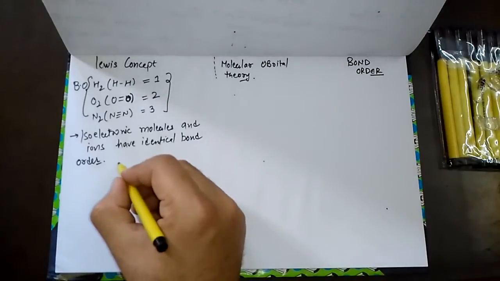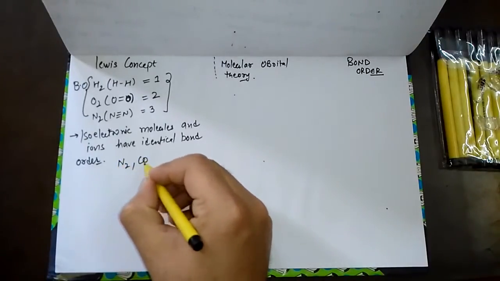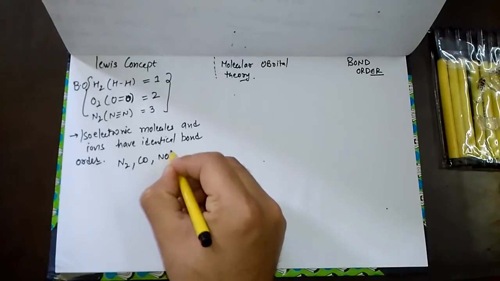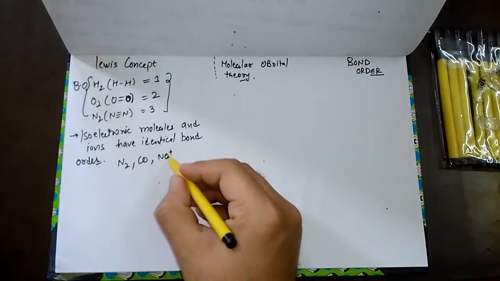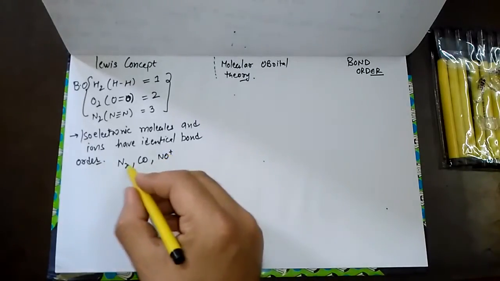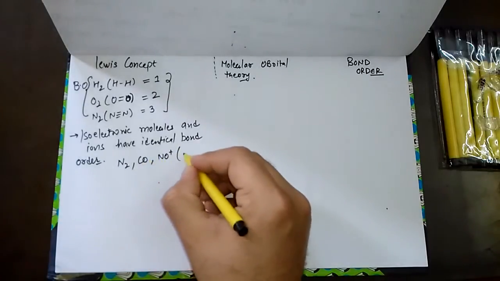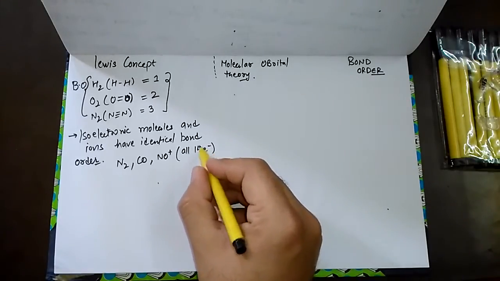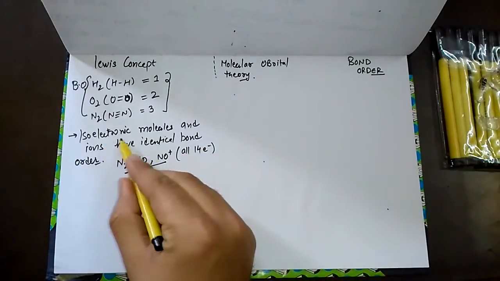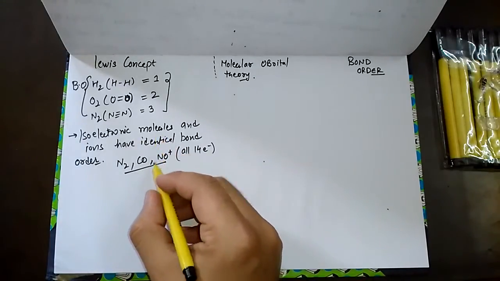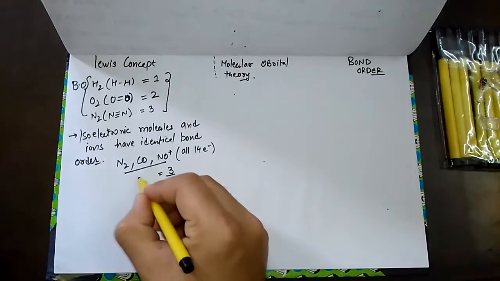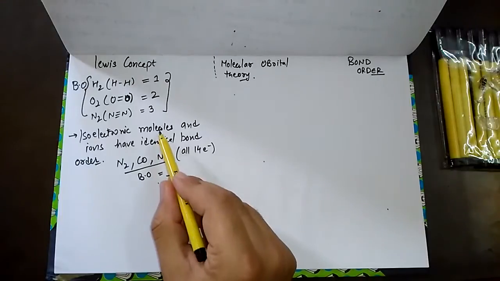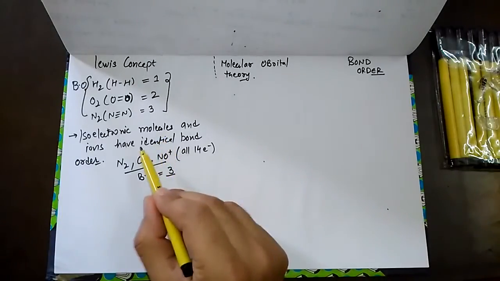For example, we have different species: nitrogen, carbon monoxide, and the nitrogen oxide cation. All have 14 electrons, which means they are isoelectronic, so they have a bond order of 3. Remember that isoelectronic molecules always have identical bond orders.